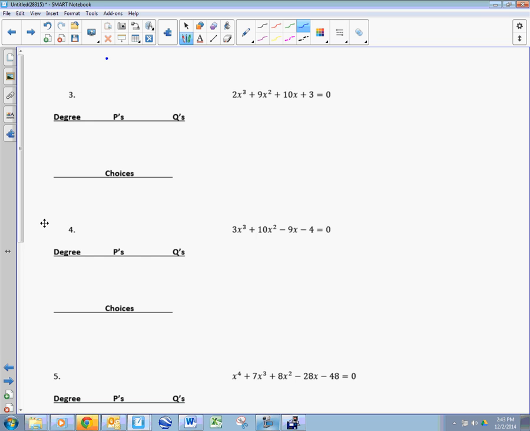What's the degree? 3. What are your P's? P's are going to be factors of the last number. Q's are going to be factors of the front number. So what are my Q's? For your choices, you take all of your P's and divide them by all of your Q's. Now you have more than one Q.